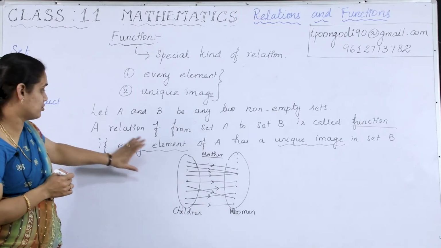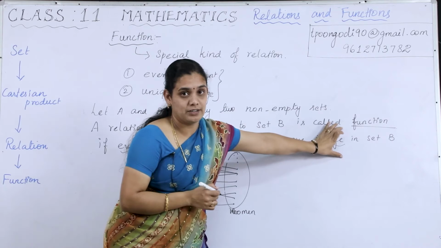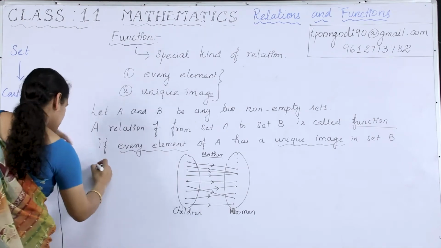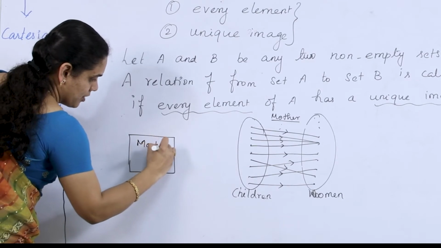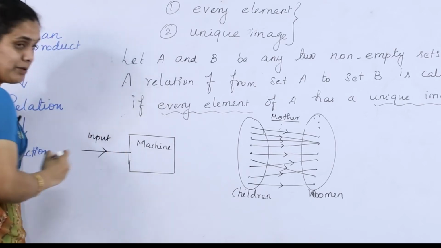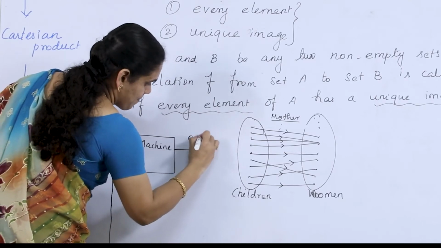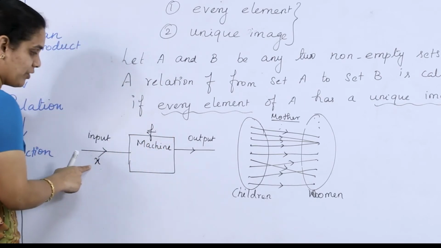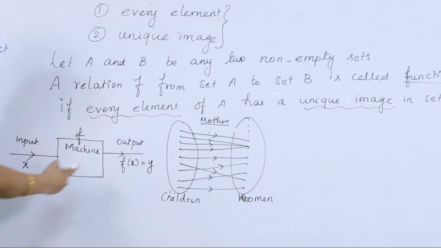So this is a very good example to learn this function. Okay, so every element, every child has a unique mother. You can remember like this. Then you can easily define function. All right. Then a function is like a machine. So we give some input, say raw material, and we put it in the machine. We get some kind of output, isn't it? Output. So this is the function, and this is the x variable we give, and we get here f(x) or y. Okay, f(x) or y.